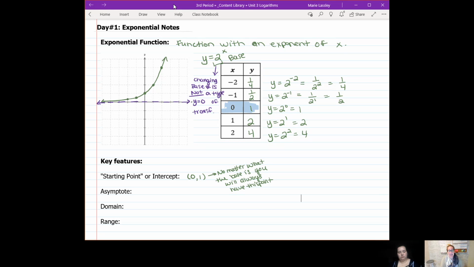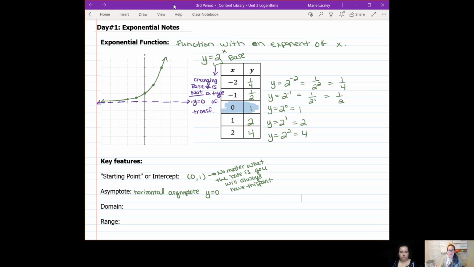Okay, next thing that is a key feature of our function, we've already talked about a little bit, is that horizontal asymptote. So all exponential functions are going to have a horizontal asymptote. For our parent function, without any transformations, it's at y equals 0. So horizontal asymptote, all right, y equals 0, right?